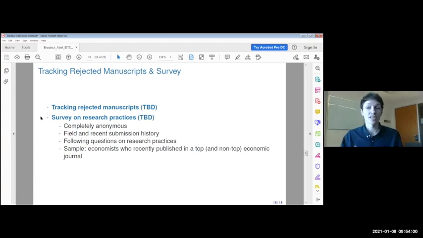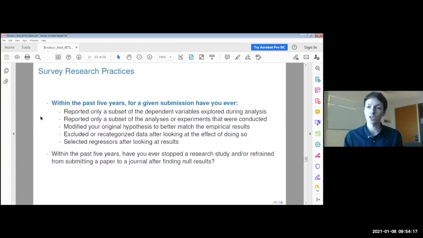But the survey is going to be completely anonymous. So there's no way we're going to be able to say, hey, that person submitted to that journal, or it's this individual from a top institution who answered this, etc. It's going to be completely anonymous. So we have no idea who's going to be answering this survey or the type of answers they're going to be providing. And here are the types of questions we're interested in asking in addition to their submission history.